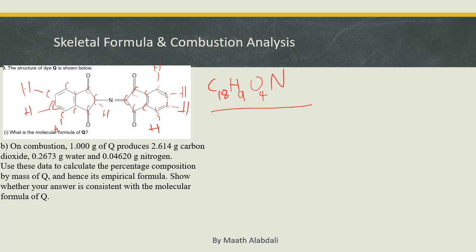Now in here it says that on combustion 1 gram of Q, which is this one, produces 2.614 grams of carbon dioxide, 0.2673 grams of water, 0.04620 grams of nitrogen. Use this data to calculate the percentage composition by mass of Q and hence its empirical formula. Show whether your answer is consistent with the molecular formula of Q. I love this question because it has many mathematical parts, and I love maths.